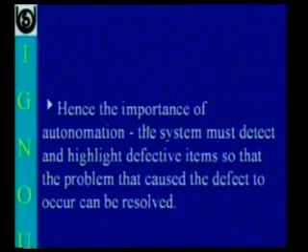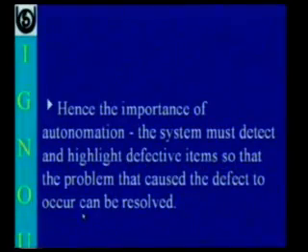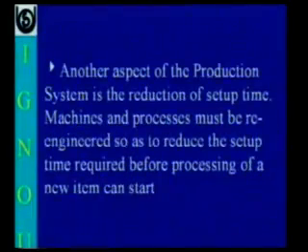There comes the importance of autonomation. What is autonomation? In that, the system must detect and highlight the defective items so that the problem that caused the defect to occur can be removed. The worker is not very interested in the defective part, he is more interested in why the defective part is occurring. So he will try to reduce the problem which is causing the defect.